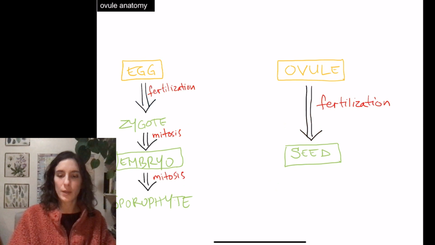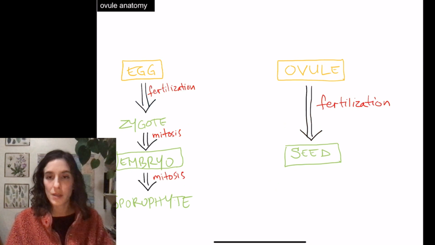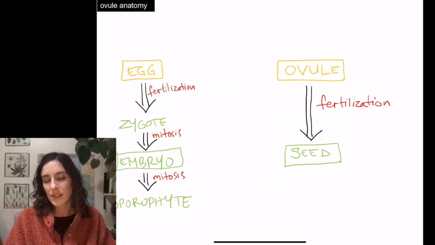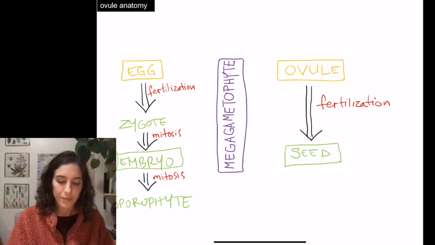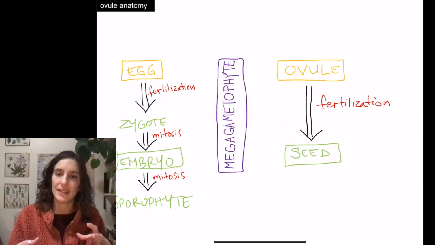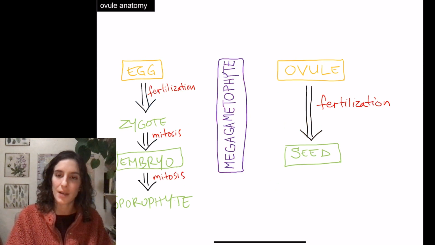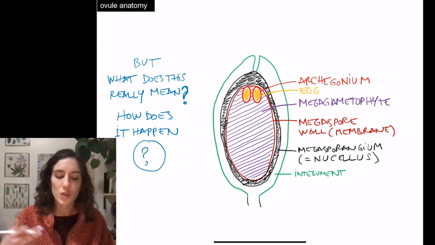So what is new here is that we've got these terms ovule and seed. An ovule is the structure that houses the egg, and then the seed is the structure that houses the embryo. The seed includes the embryo. Okay. And what's really cool is that the megagametophyte stage is retained in between these two diploid stages. Okay. So what does this really mean?